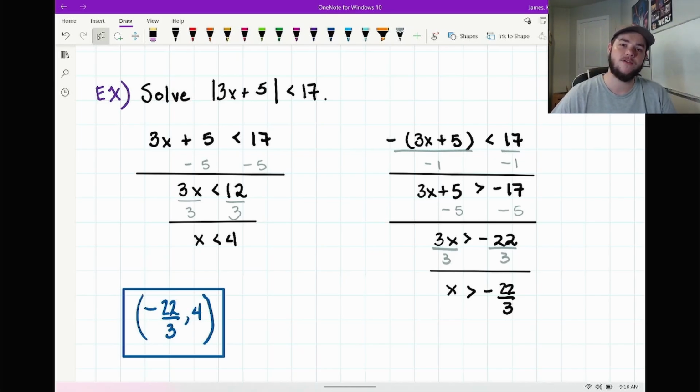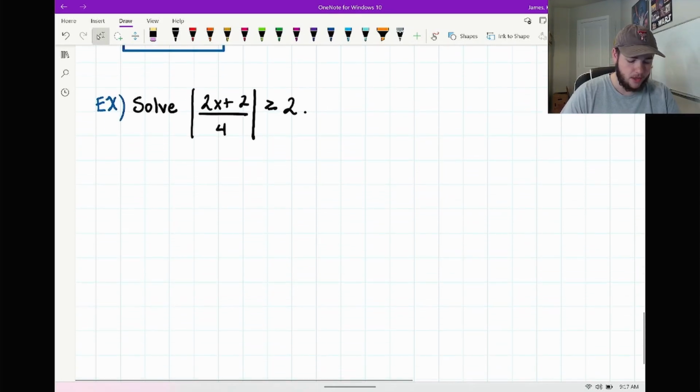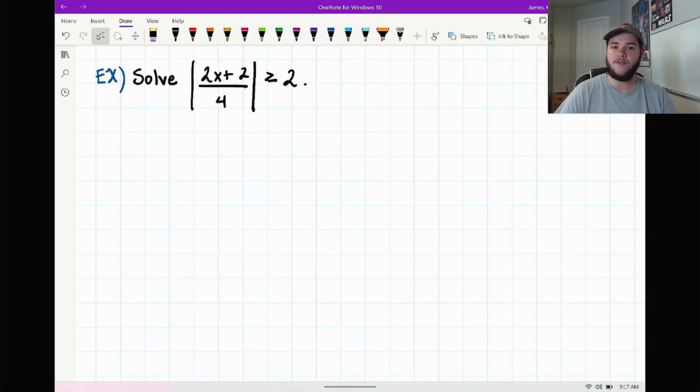And you may have thought to yourself, so which is it? Well, the answer is both. It has to respect both of those things for the left-hand side to be less than 17. So the numbers that are simultaneously less than 4 and greater than negative 22 over 3 are the numbers between those two. Using that same idea, go ahead and pause the video here, see if you can try this problem on your own.